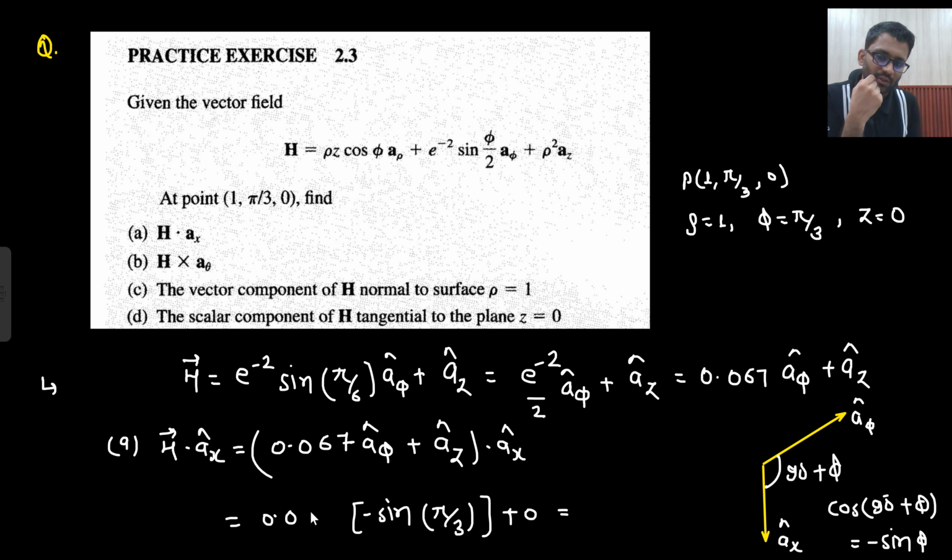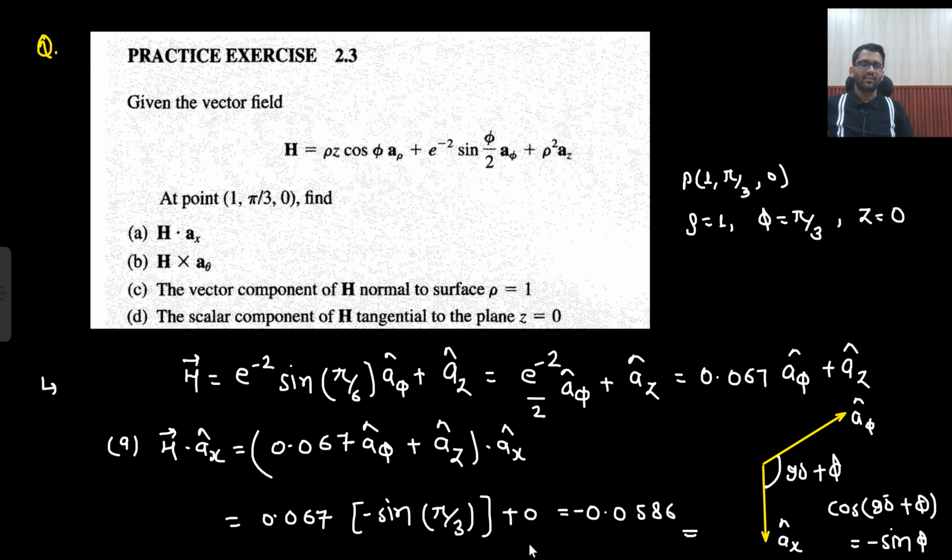So here you are gonna get 0.067 into 0.8666 because that is the value of root 3 by 2. So what you are gonna get? 0.0586 and minus sign is also there, minus sign. So this is the answer, h dot ax cap. Very easy. In the second question, what they are asking?